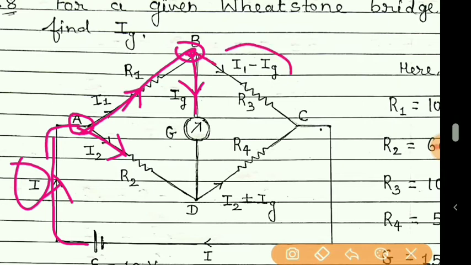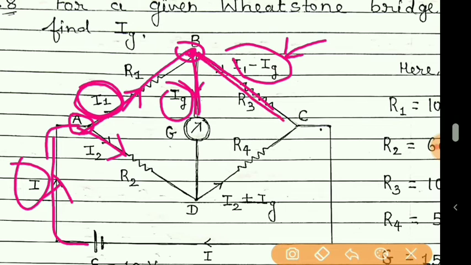I minus Ig is remaining, that will move towards this side. From this I1, Ig is removed at the junction. So the remaining current will be I1 minus Ig moving towards point C. Now Ig is moving in the downward direction and I2 is moving towards this side.